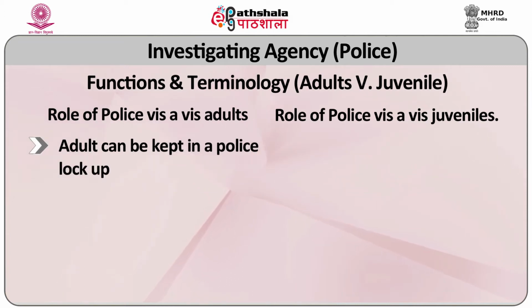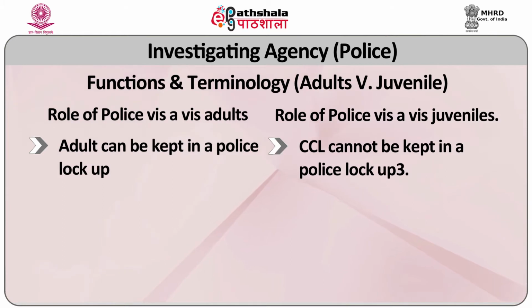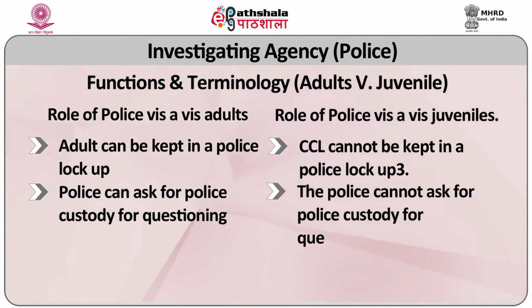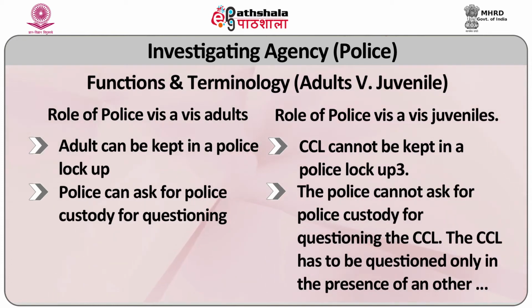In the adult system, the adult can be kept in the police lockup, whereas in a JJ system, the CCL cannot be kept in a police lockup. In the adult system, the police can ask for police custody for questioning, whereas in a JJ system, the concept of police custody does not exist.